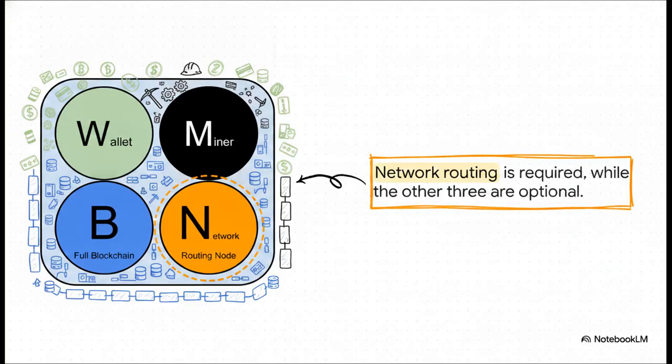Moving on to Section 2, the anatomy of a node. So every node in the system is built from 4 potential building blocks. You've got the wallet function, the miner function, the full blockchain database, and the network routing function. Now pay close attention to that network routing function. Every single node in the system absolutely must include it just to participate. I mean, you have to be able to talk to the network, validate, and propagate data, right? But those other 3, they're actually entirely optional.